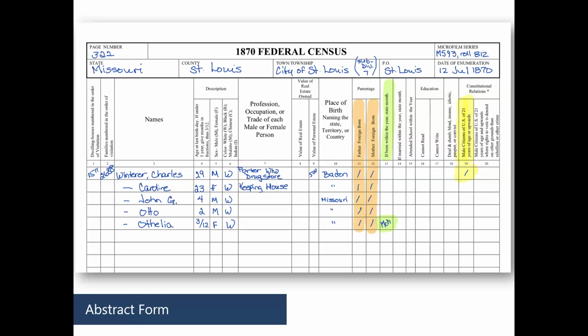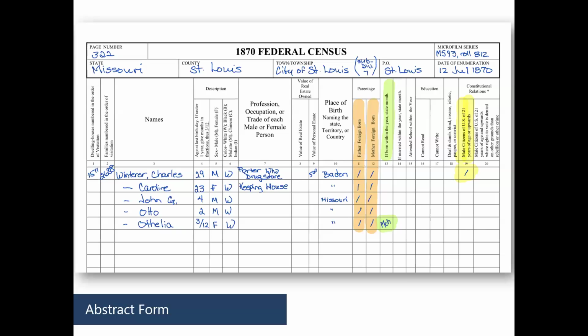Also, when you abstract something, you tend to pay a little more attention to the information on the form. And as you can tell, I'm sort of into color. One of the things was, yes, the yellow column 19 says he can vote. They were born in Baden. But what if I was researching a child who was much older and was born in Missouri? The next two columns to the right of place of birth asked if the father was foreign born and the mother was foreign born.